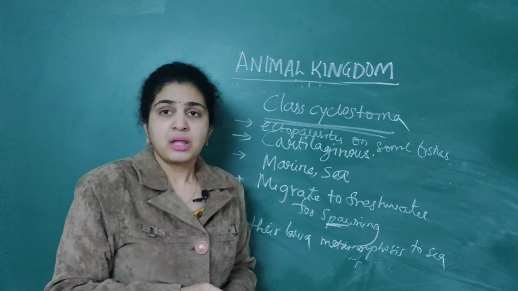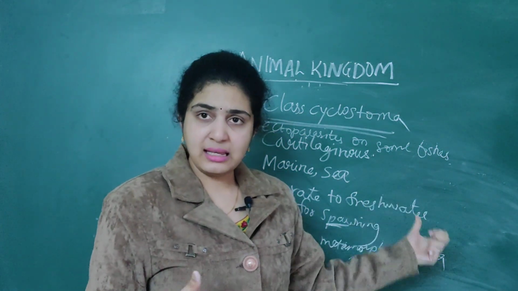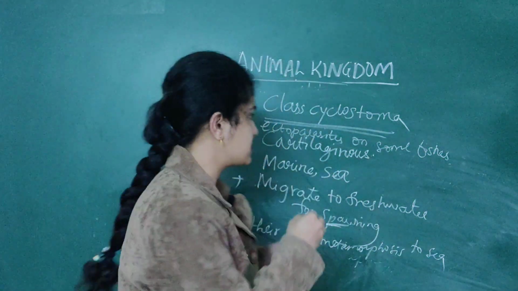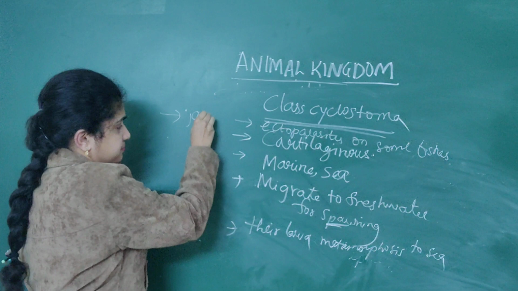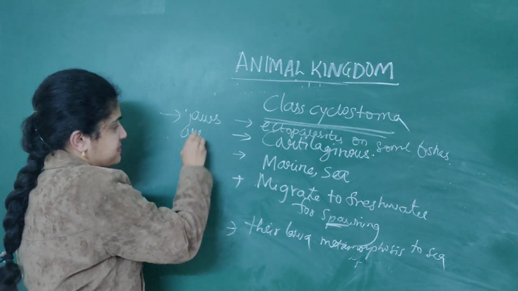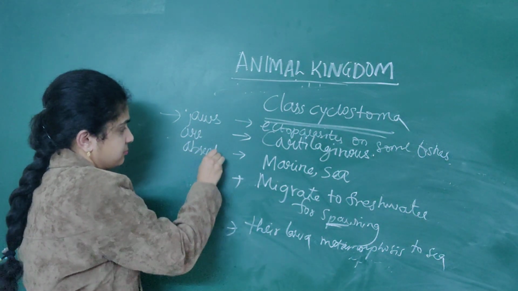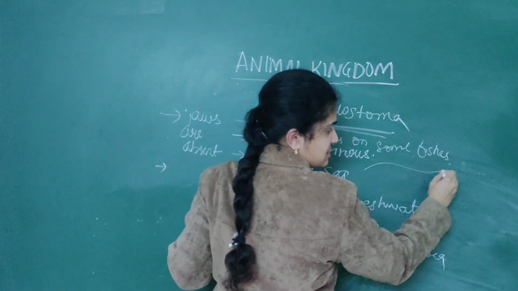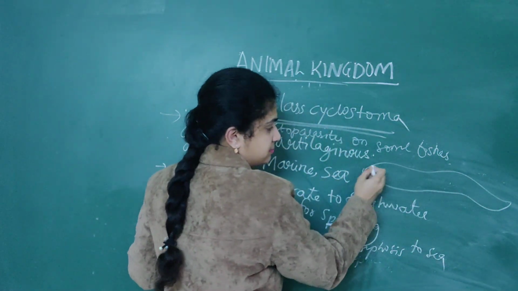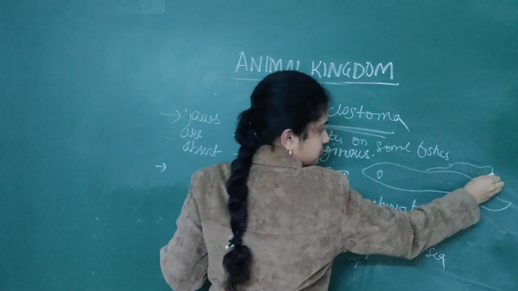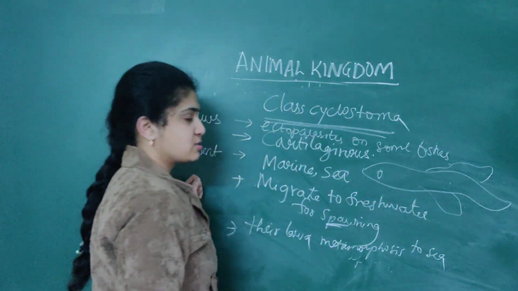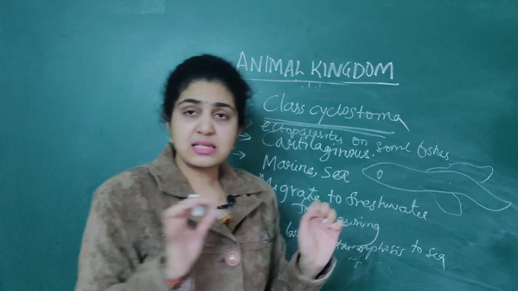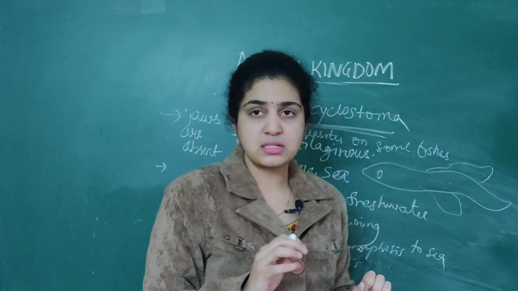Now, we have told Agnatha means what? Without jaws. So for them, jaws are absent. Jaws are absent. And how do they resemble? Suppose this is the class Cyclostoma. They are devoid of scales and fins also are absent.